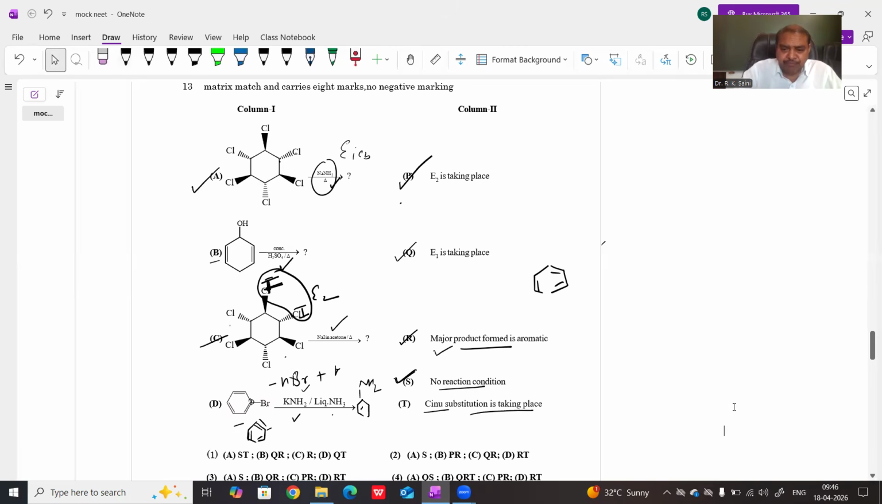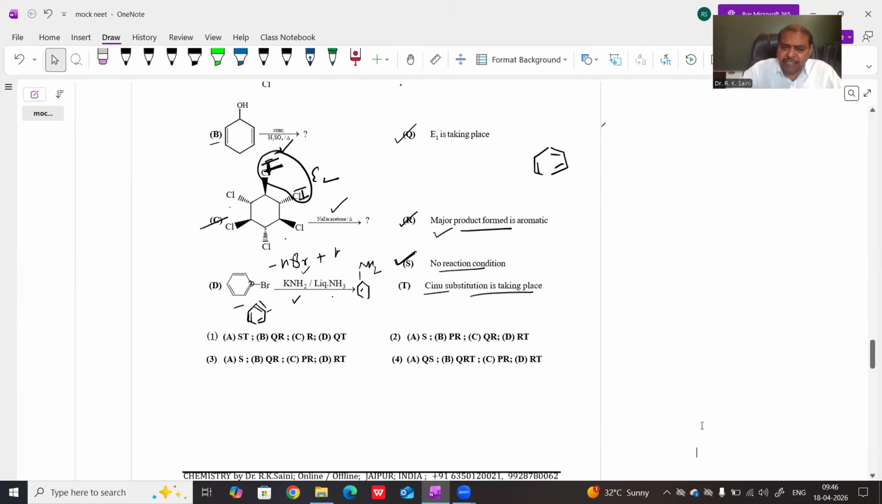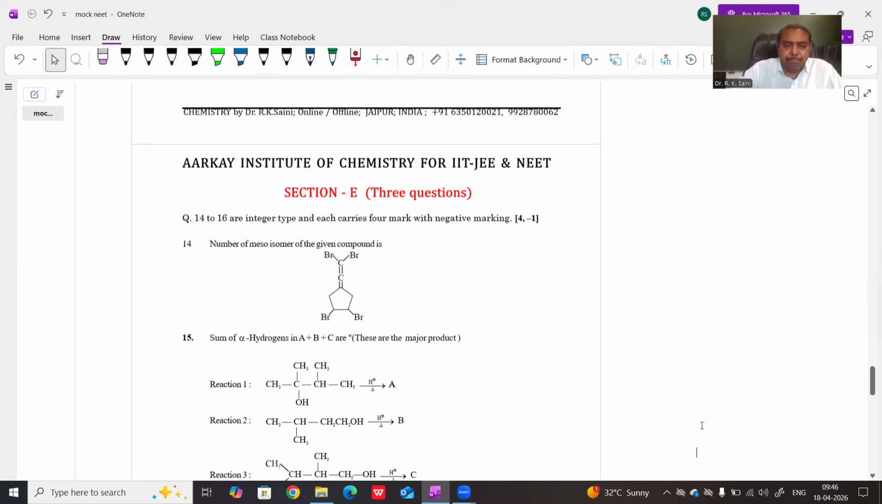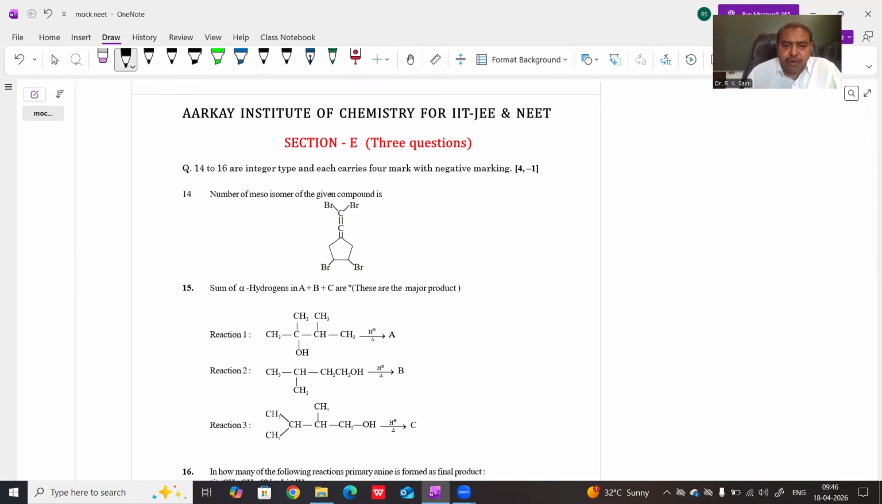Next, question number 40, or we can say now we discuss integer type questions. Question 14. The number of meso compounds formed in the given compound. For a meso compound, we know that the compound must contain a plane of symmetry, in which the compound is equally divided into two halves and both halves are mirror images of each other. Only one plane of symmetry, therefore one meso compound is there.